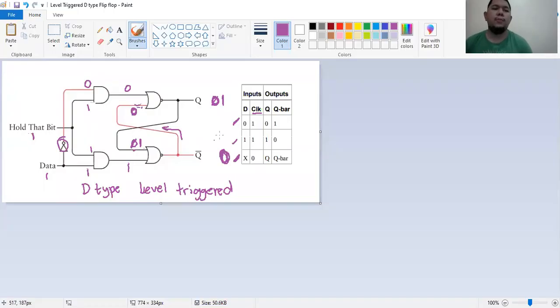So we have essentially proven all three of these truths in our circuit. Next video we'll be discussing how to use the D-type level triggered flip-flop or latch with our other circuit.